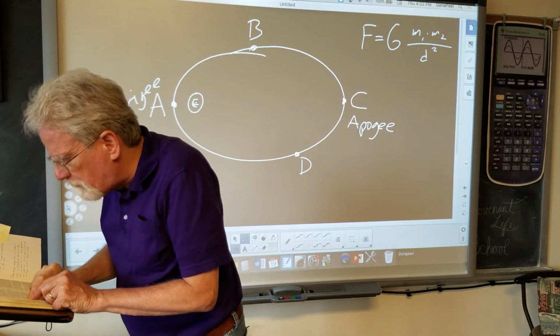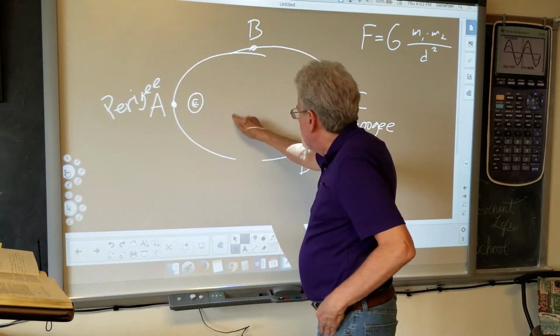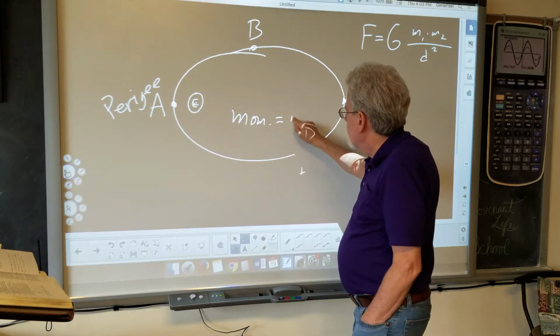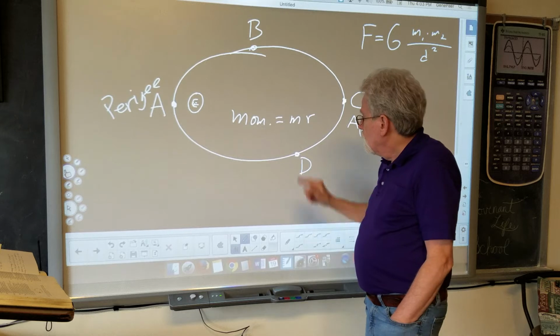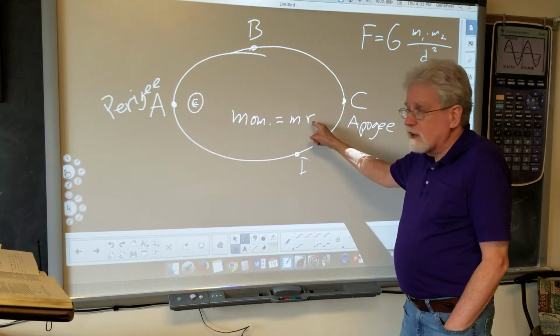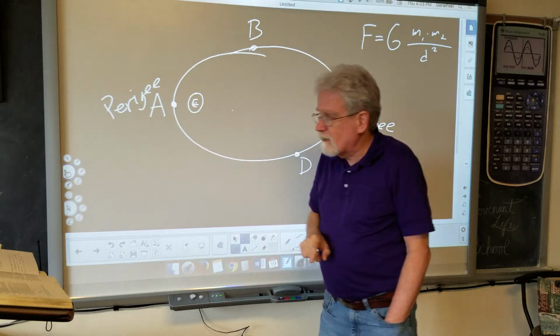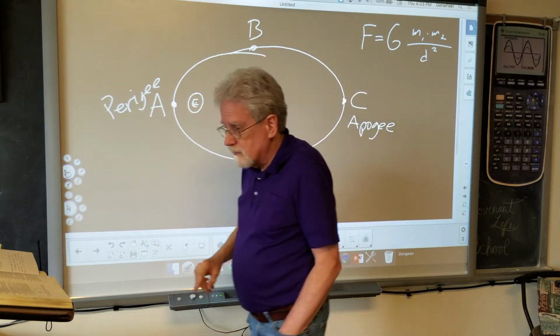Let's see, greatest momentum. Oh, remember what momentum is? Momentum, I'll just call it MOM, is equal to mass times velocity. Well, its mass is not changing, but its velocity is. Where does it have the most velocity? At point A. So where does it have the most momentum? At point A.